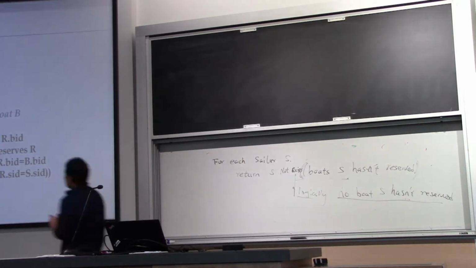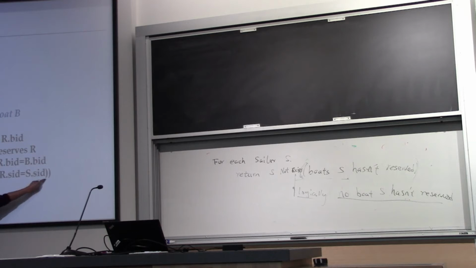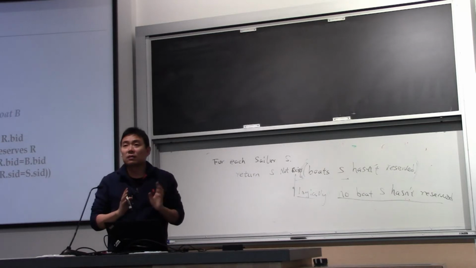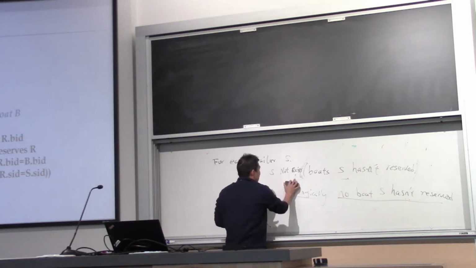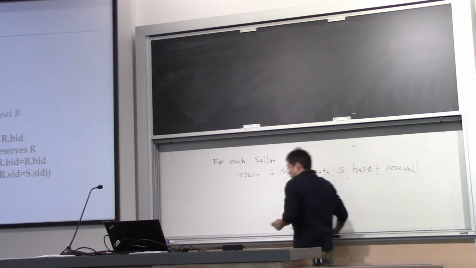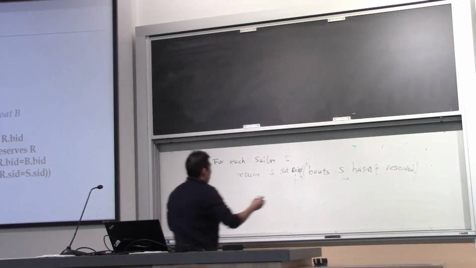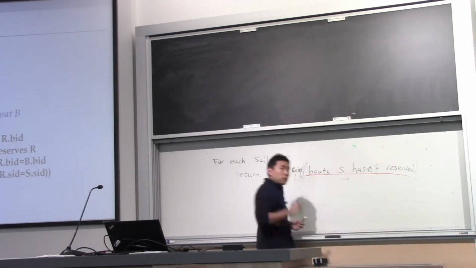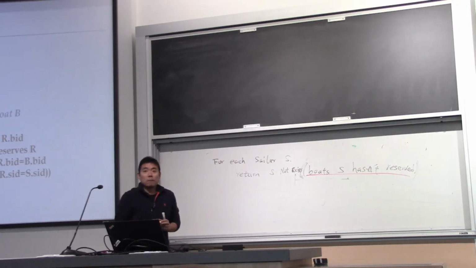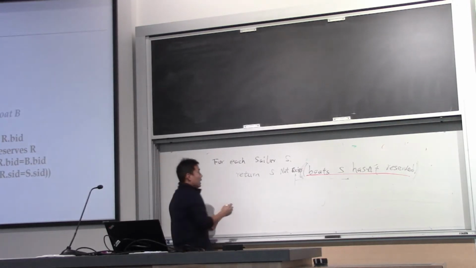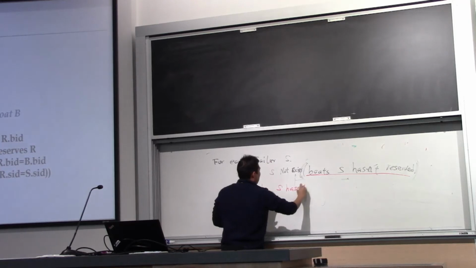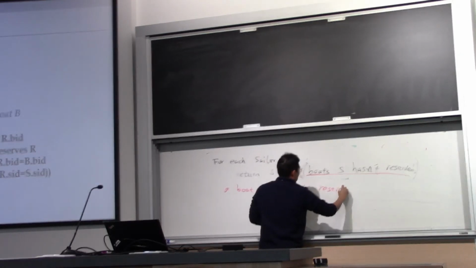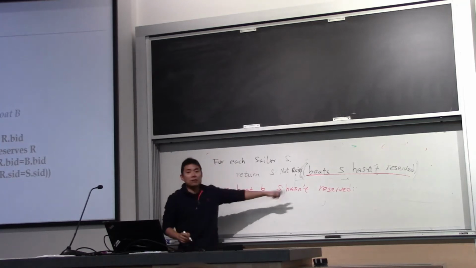Now you understand, from here to here, the mission is to find the boats S has not reserved. Okay? So how do I find the boats S has not reserved? Let's do this one by one. My objective reduces to this: boats that a particular sailor has not reserved. To show that a particular boat B S has not reserved, what do I do?